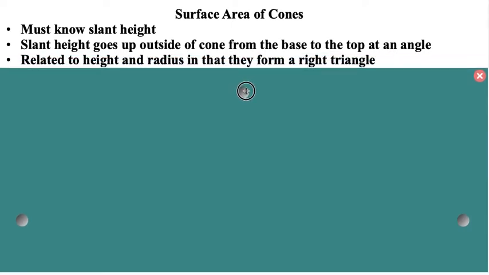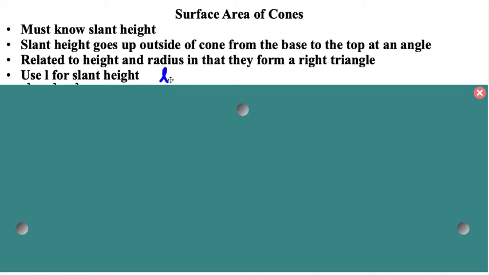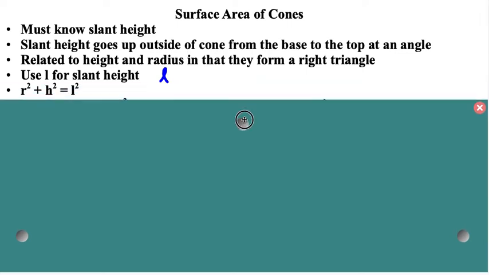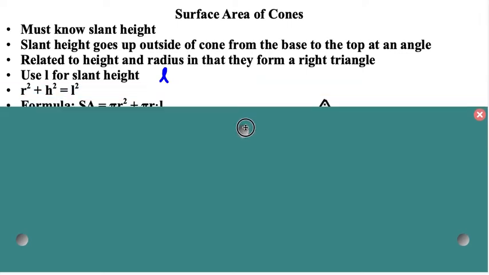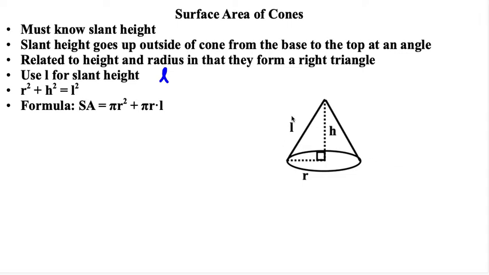It's related to the height and radius in that they form a right triangle. You'll see from the picture here in just a sec. You use L. Often you'll see the script L used for the slant height. R squared plus h squared equals L squared. R is the radius, h is the plain old height, goes up through the center, and L would be the slant height. So looking at this, L here is this distance right here. Please note that the height has not changed. If you're lucky, they give you the slant height, and then you don't have to calculate it.